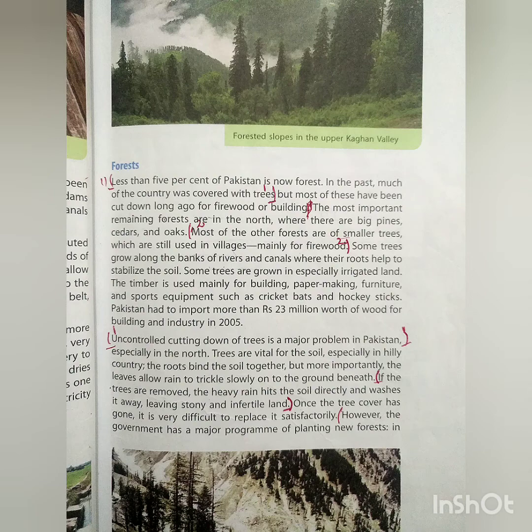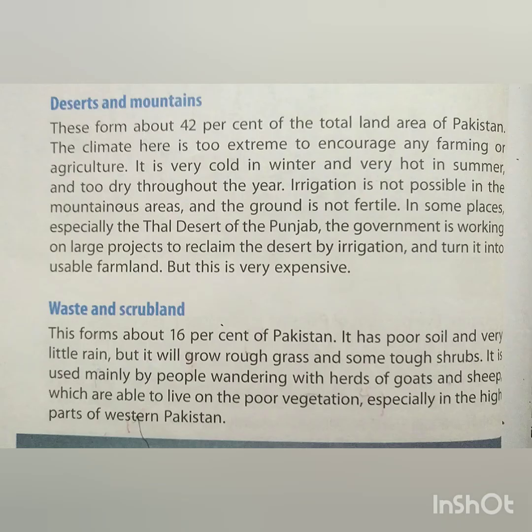A very great step has been taken by the government of Pakistan to plant new trees and new forests. The deserts and the mountainous areas in Pakistan make up 42% of the total land. But these land areas cannot be used for farming or agriculture. The reason is that the climate here is either too cold in winters or too hot in summers, and it's too dry throughout the year.